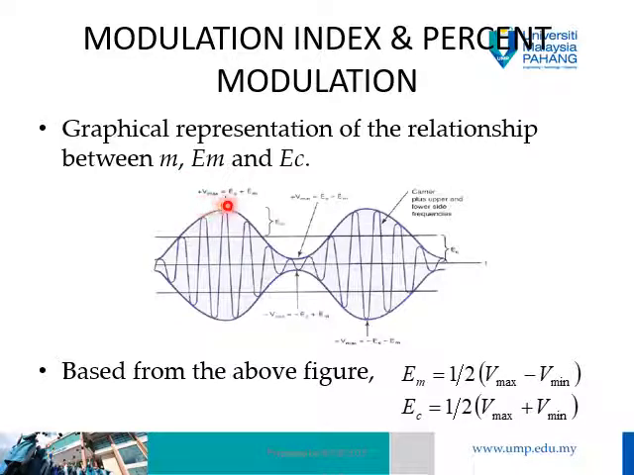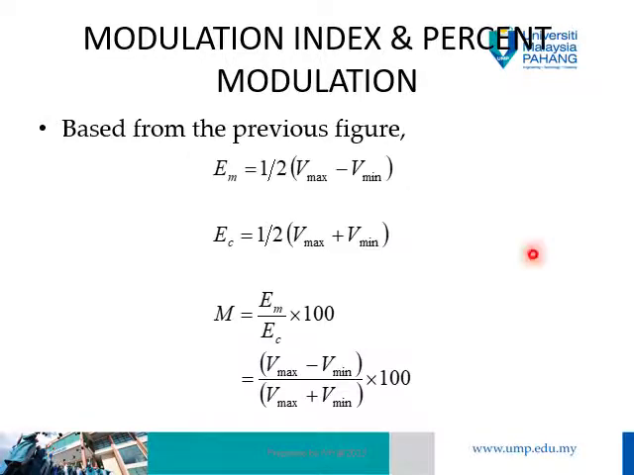Vmax is EC plus EM, Vmin is EC minus EM. Based on the above figure, EM equals half of Vmax minus Vmin, and EC equals half of Vmax plus Vmin. Based on the previous figure, we can rewrite this equation. So we have the modulation index M equals Vmax minus Vmin over Vmax plus Vmin. Multiply by 100, and we get the percent modulation.